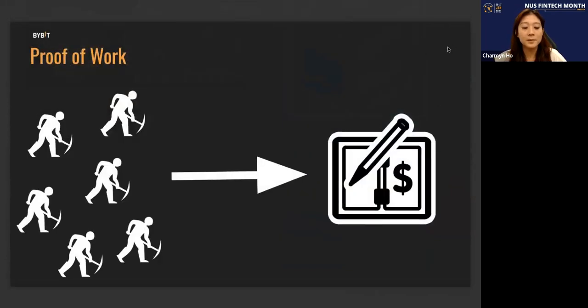Okay, so now I'll be explaining the OG consensus mechanisms to explain just what these things are about. And the first will be proof of work. So what exactly is proof of work? Let me break it down into simpler terms for you guys.